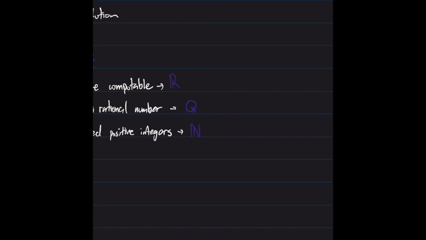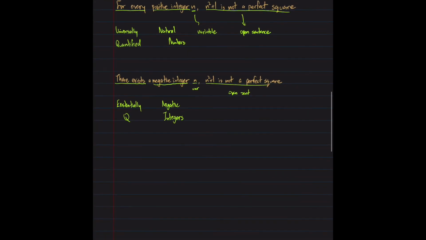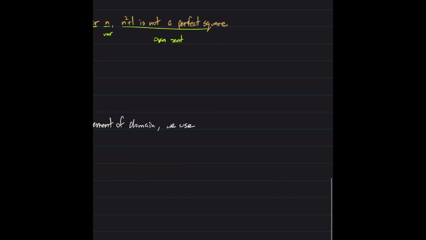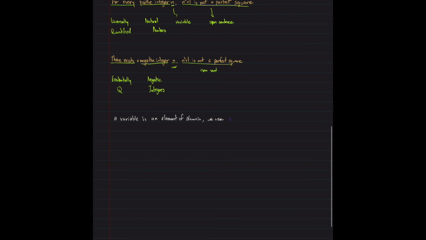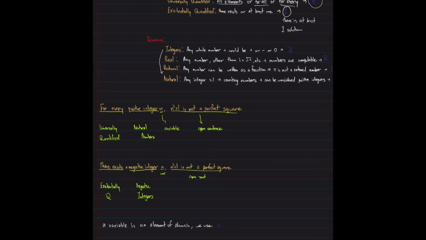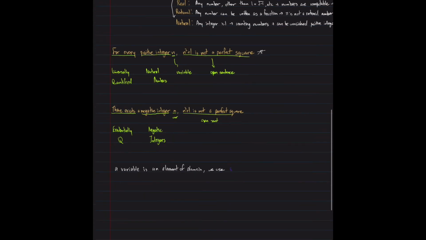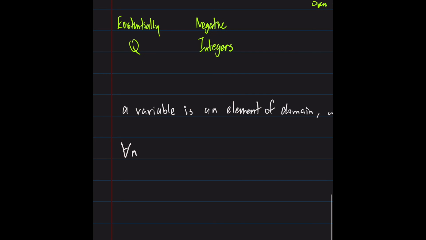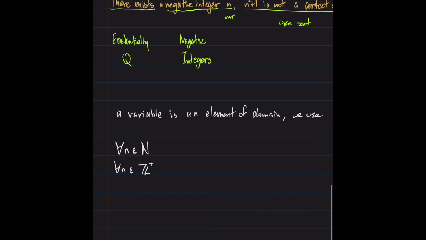Okay, good. So now we know these symbols. And we know from prior knowledge that if a variable is an element of a domain, we use this symbol. It's called epsilon. So let's put it together. For every, we're going to tackle this one first. So we know that for every positive integer n, so for every n that's an element of the positive integers. Another way you could write this is Z with the superscript plus, comma, and then we can put our open sentence.